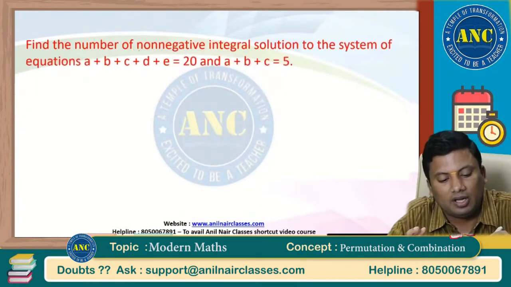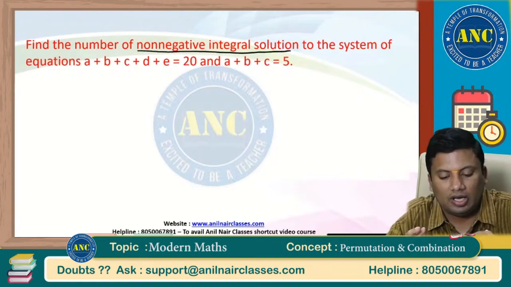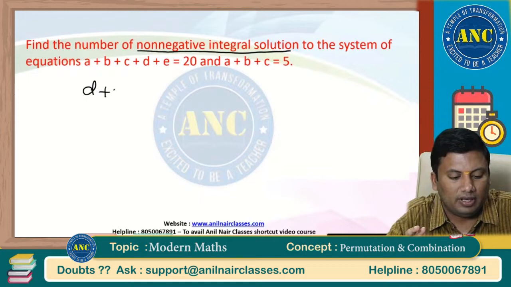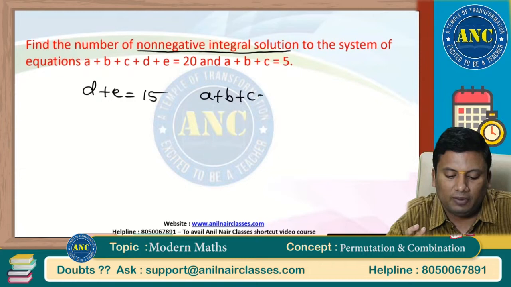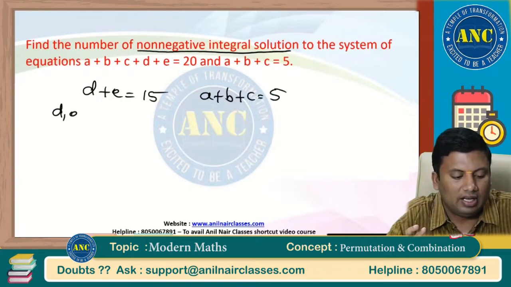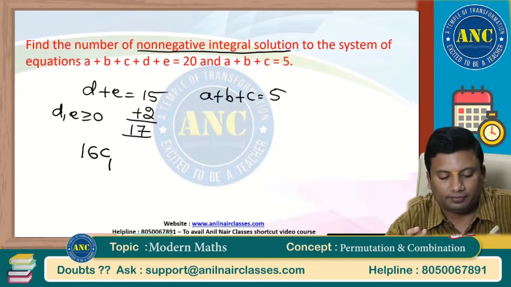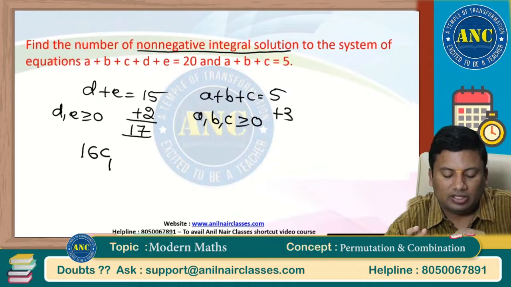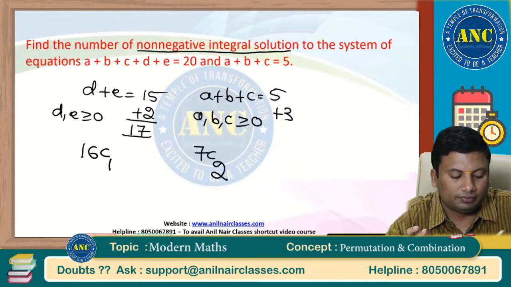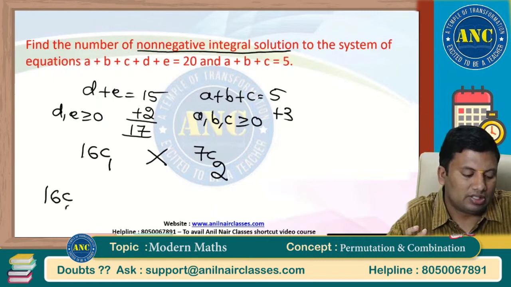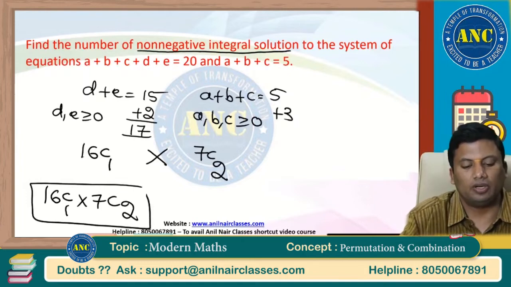Find the number of non-negative integral solutions. A plus B plus C is 5. That means D plus E will become 15. A, B, C starting from 0 means plus 3, 5 plus 3, 8, and the answer is 7C2. D and E starting from 0 means 1, 1, plus 2, 15 plus 2, 17, and the answer is 16C1. One after the other, 16C1 into 7C2 is the answer.